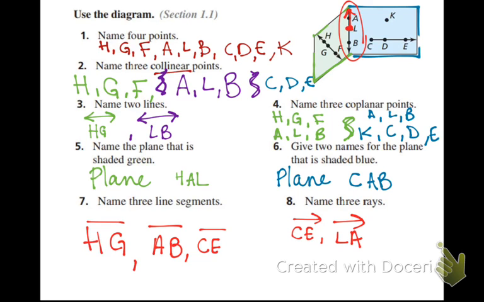We can do that last line, the HGF line. Ray, where would we like to start? Sure, F, and then go towards which letter? G. Okay, that's all it means by naming a ray.